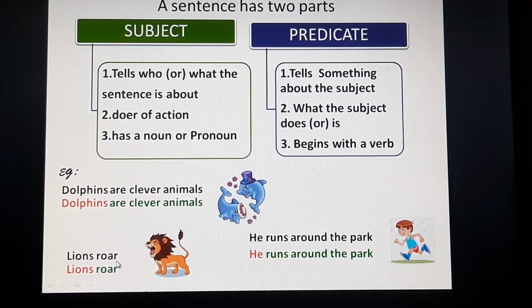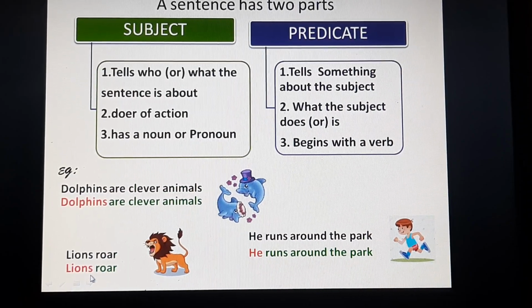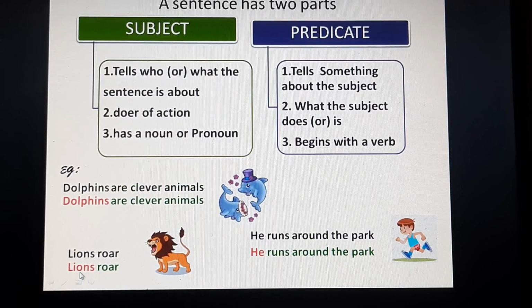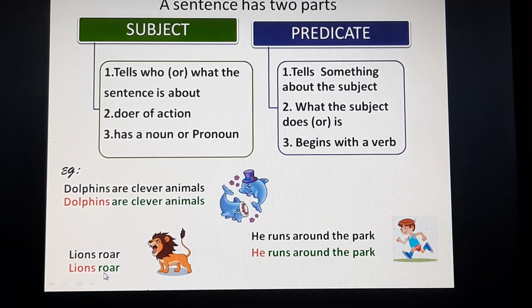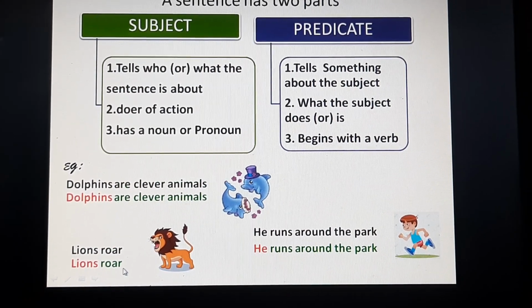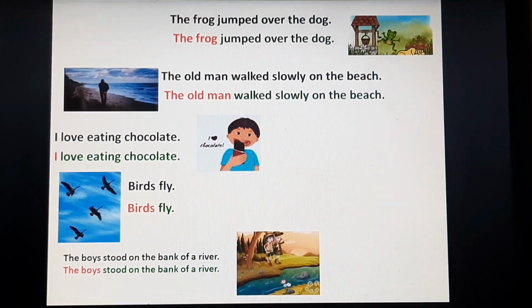Lions roar. This sentence is talking about the lions. So, lions is your subject. Roars is telling us all about the subject. Therefore, roars is your predicate. Let's see some more examples, children.